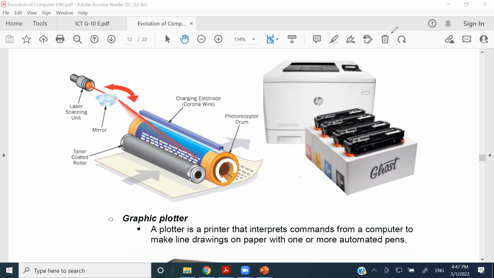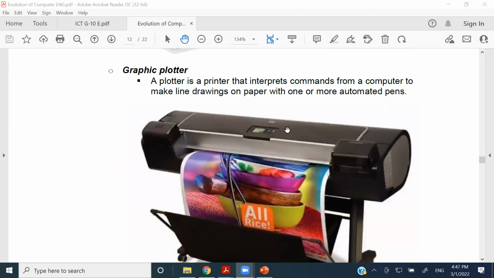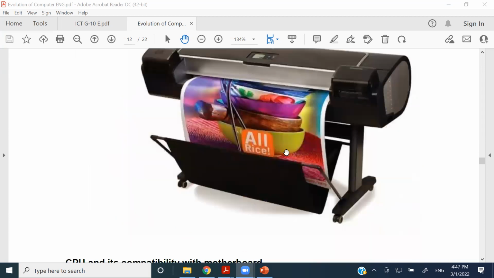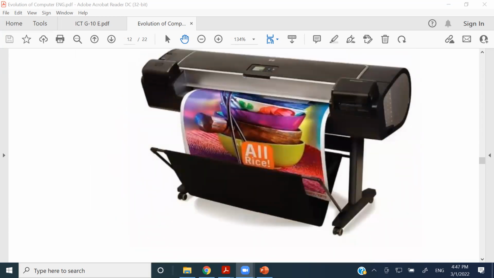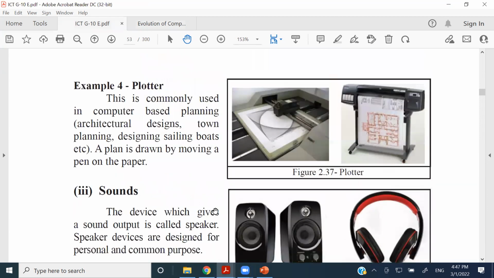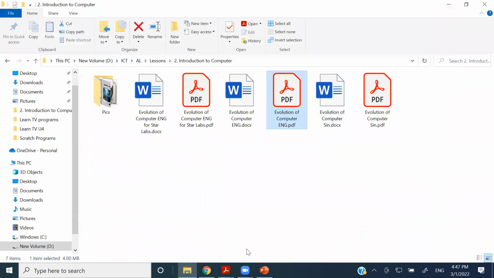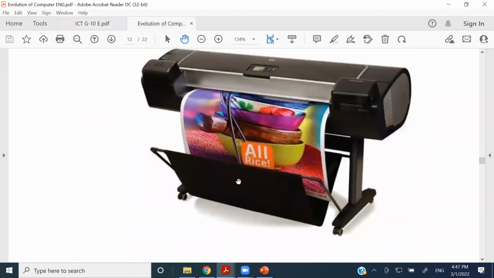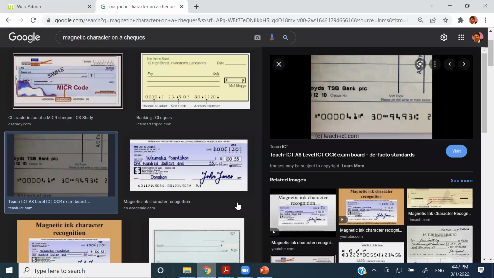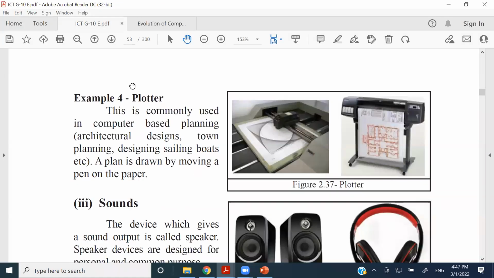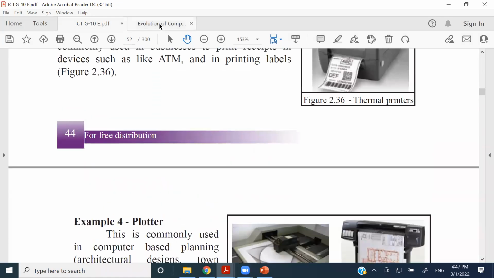Okay, and there is another thing called the graphic plotter, right? As we discussed as well, right? So this graphic plotter is also used to print a lot of digital images as well. Right, okay, so that's about the output devices.